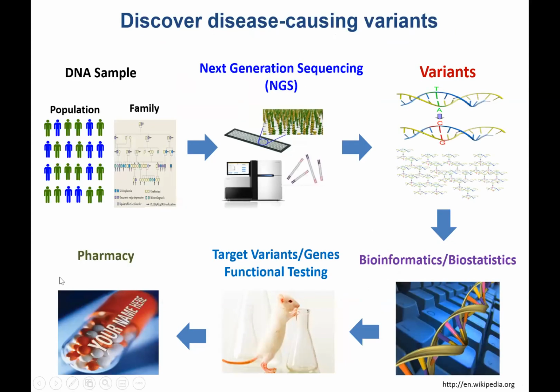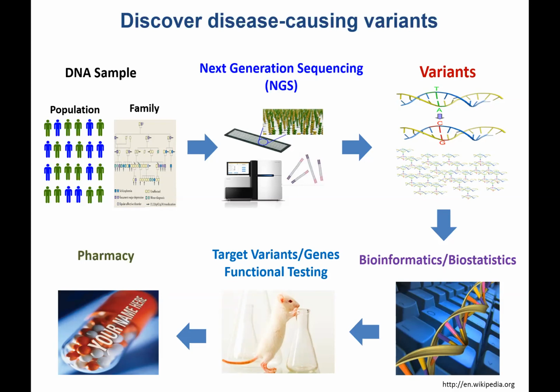So how do we do that? Usually we collect the DNA from patients. At the population level, we can collect some patients and some healthy people, or sometimes we can collect patients and healthy people from the same family. Then we can use next-generation sequencing to sequence their DNA to get their genome information. Then we compare with the reference genome to determine the sequence variants.